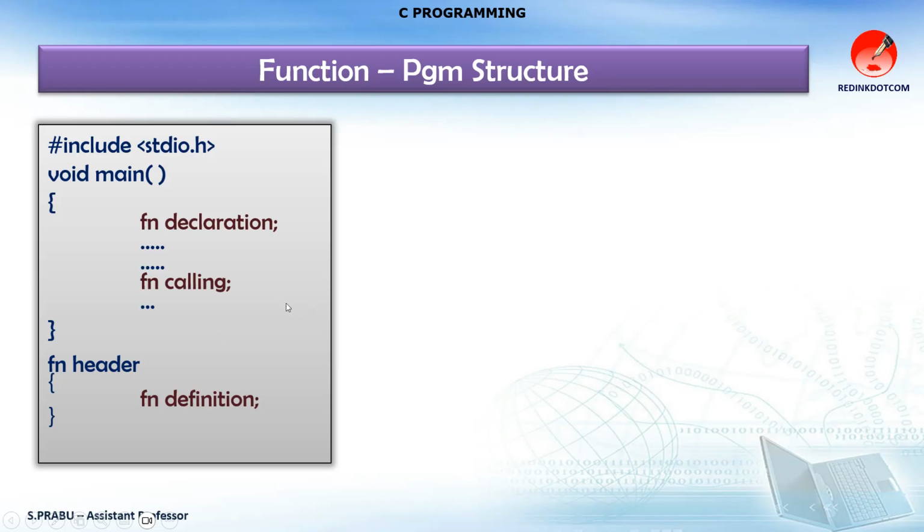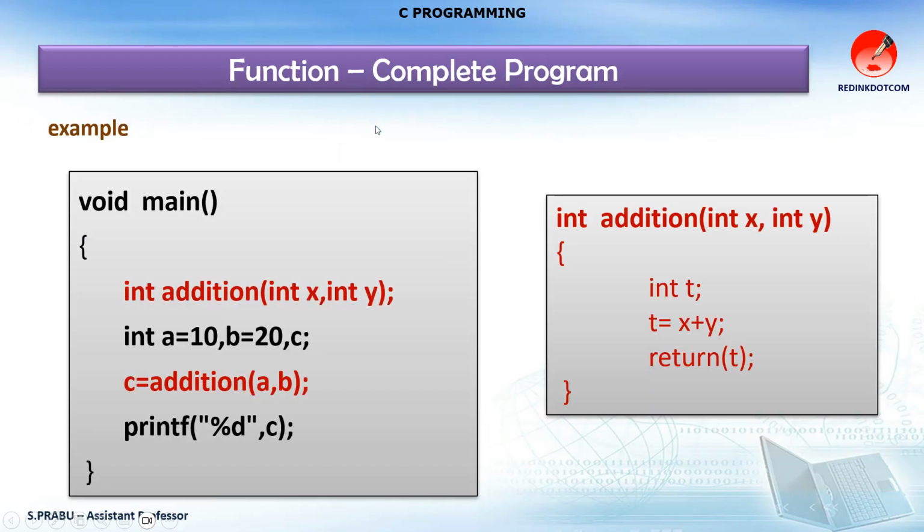Let's see one example. Suppose we want to add two integer numbers, we can write a function like this. It returns an integer value. So the return type is integer.